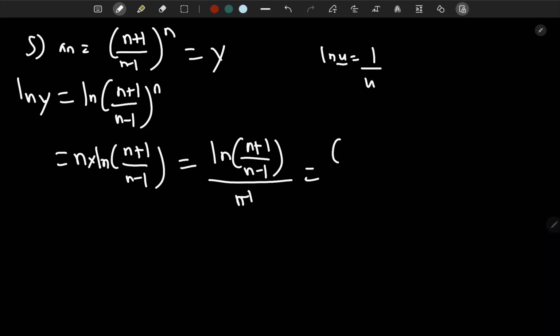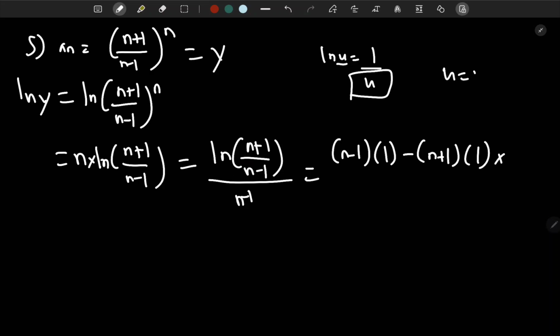It was u v prime minus u prime v, I think. Yeah. So here it will be equal to n minus 1 times the derivative of the numerator, which is 1, minus, now we write the other way around, n plus 1 times the derivative of n minus 1, which is 1, multiplied by, here it is supposed to be everything over u, where u is n plus 1 over n minus 1, right?